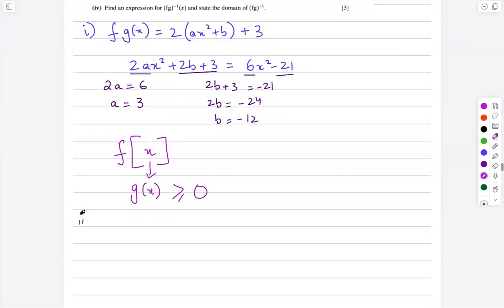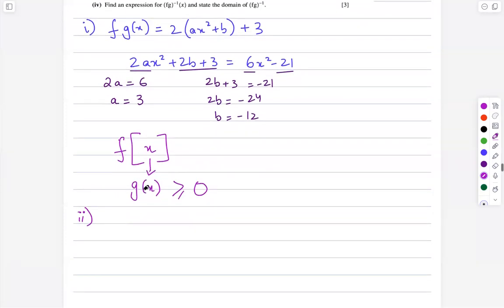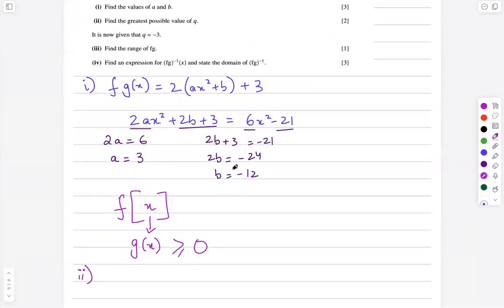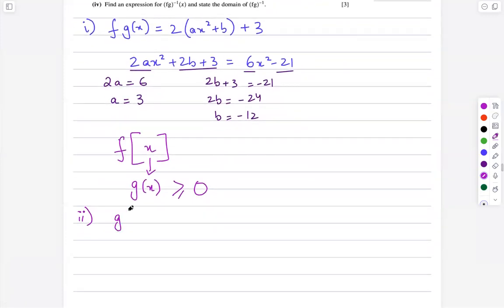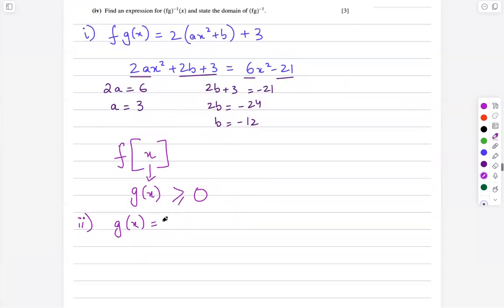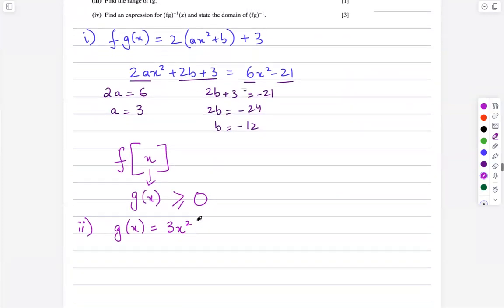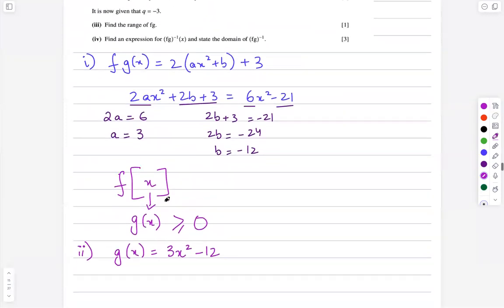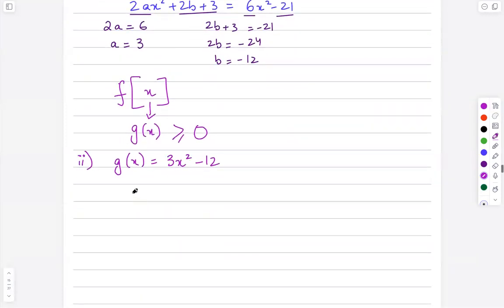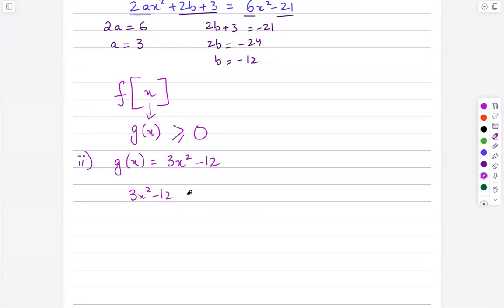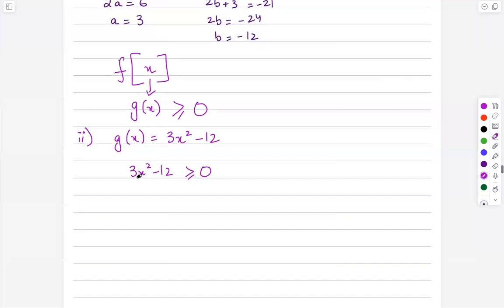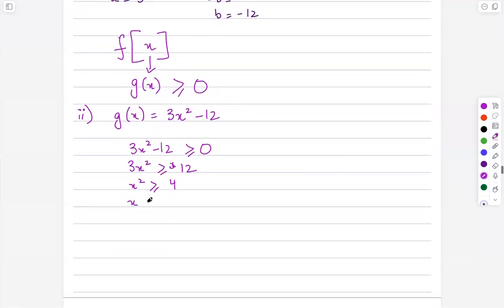So in part 2, as we know that the value of a is 3 and b is minus 12, we can write that g of x is equal to 3x squared minus 12. So to find the value of x, which is basically the value of q, we can write 3x squared minus 12 has to be greater than or equal to 0. Solving this, we'll get 3x squared is greater than or equal to, taking 12 to the right-hand side, 12. So x squared will be greater than or equal to 4. Taking the square root, we'll get x is greater than or equal to plus or minus 2.